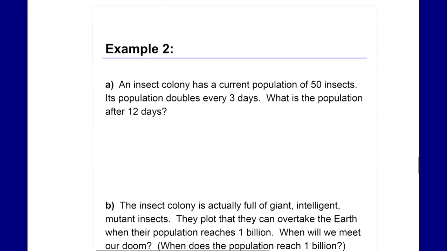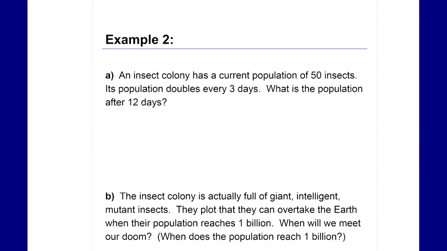Another example, looking at the growth of insects or the growth of ants or whatever it might happen to be. An insect colony has a current population of 50 insects. If its population doubles every 3 days, what is the population after 12 days? In this case, we want to find our a and our b value. We start off with 50 insects, it says that it doubles every 3 days, and we want to know what is the population after 12 days.